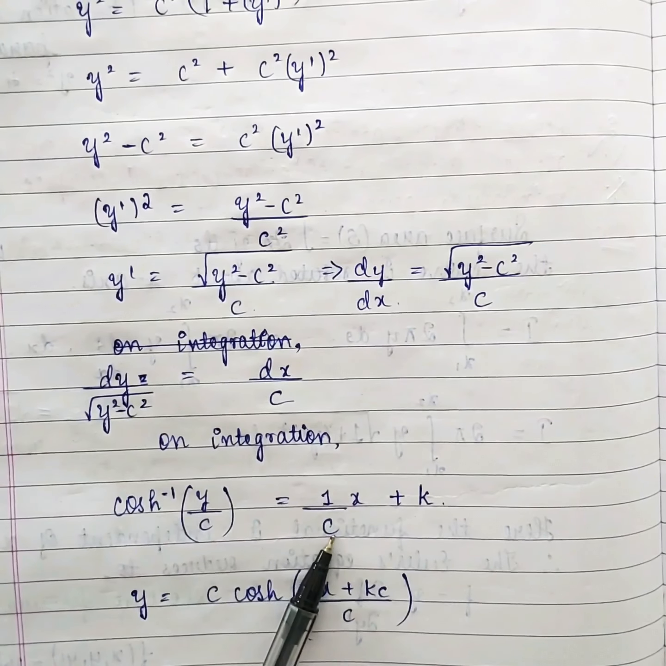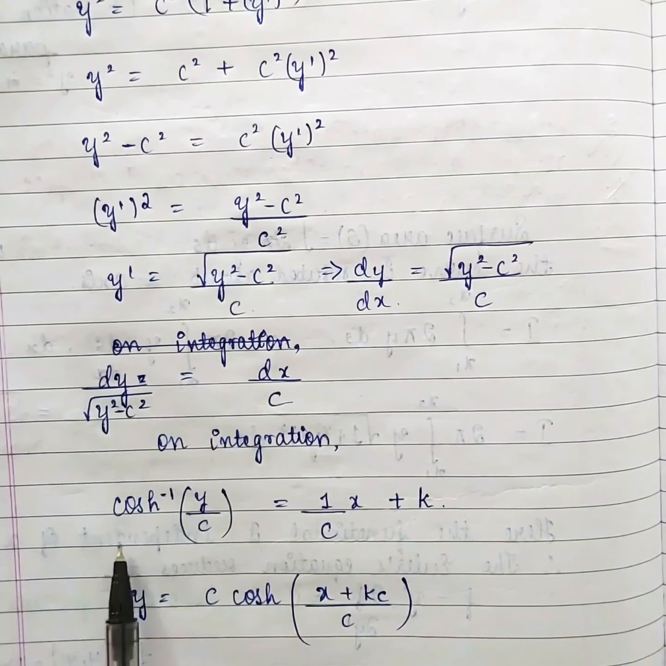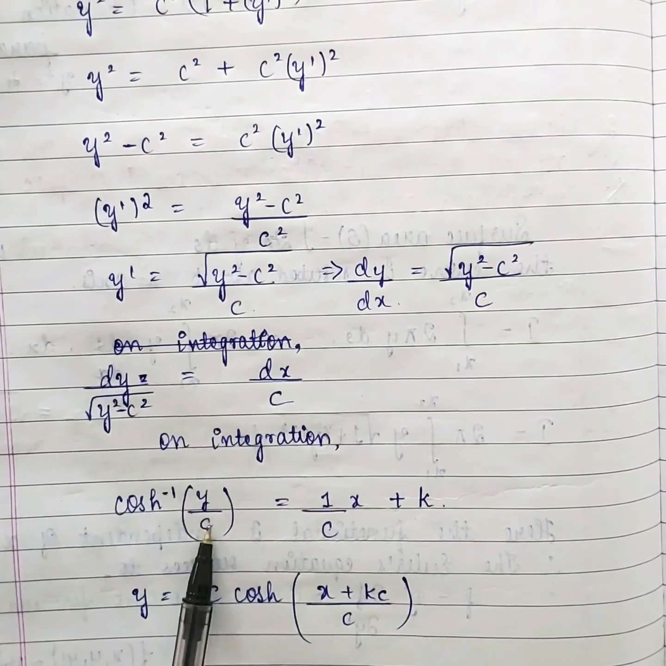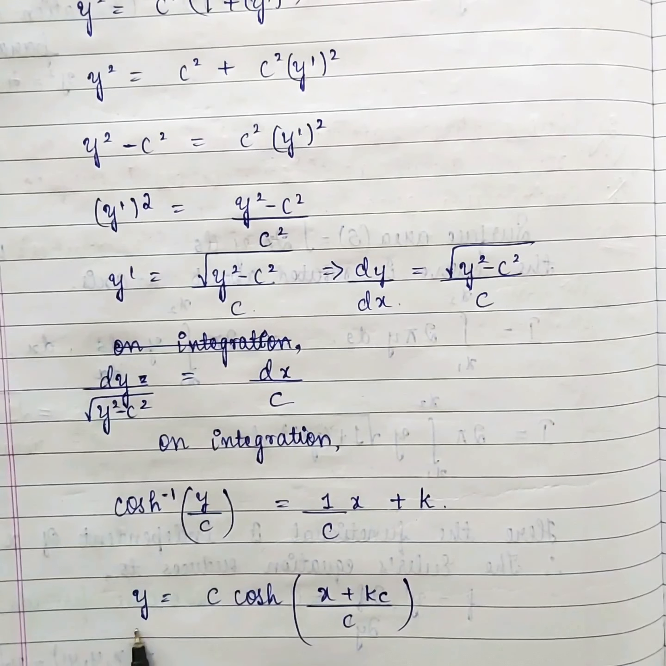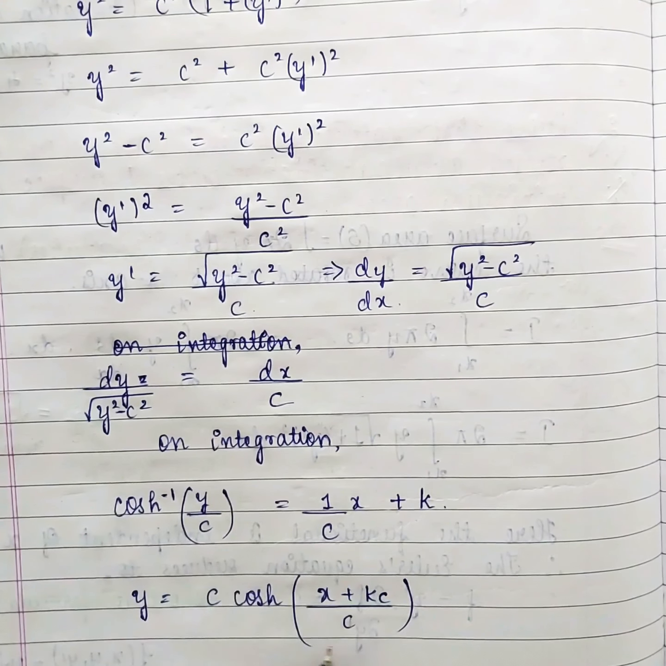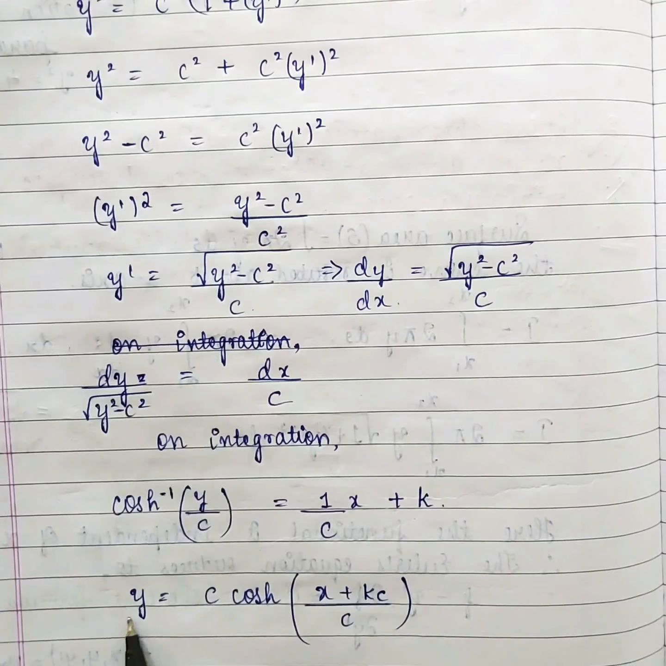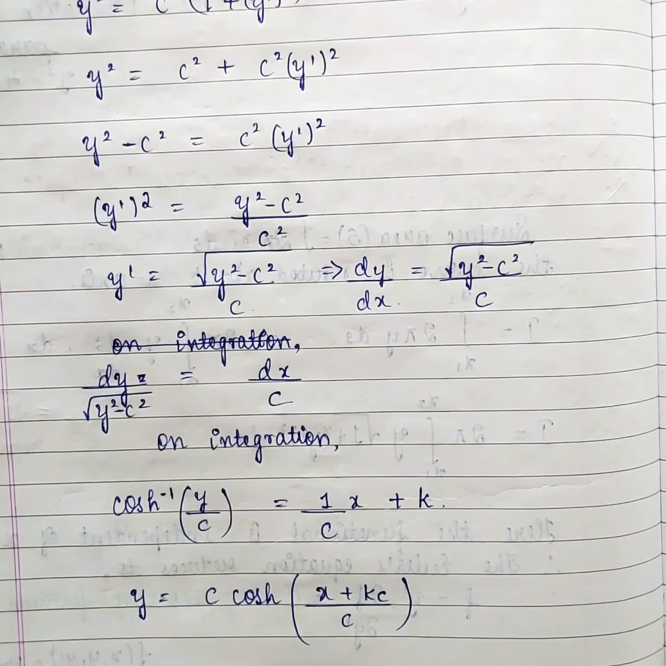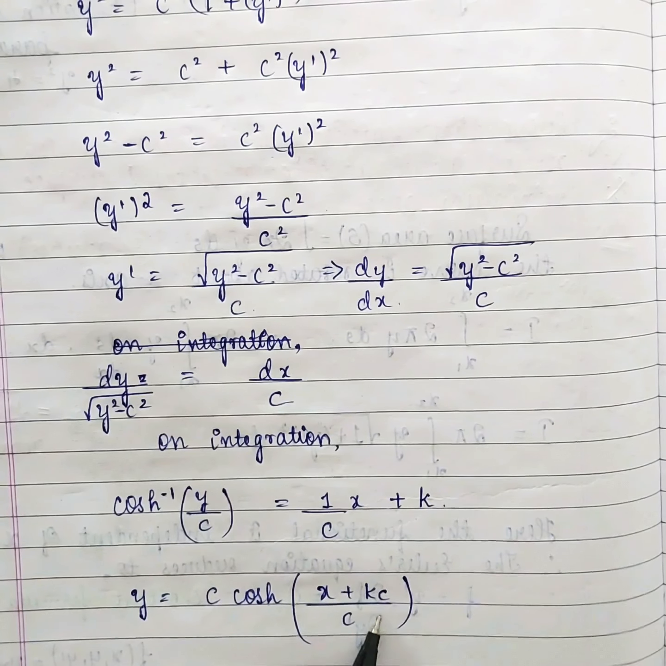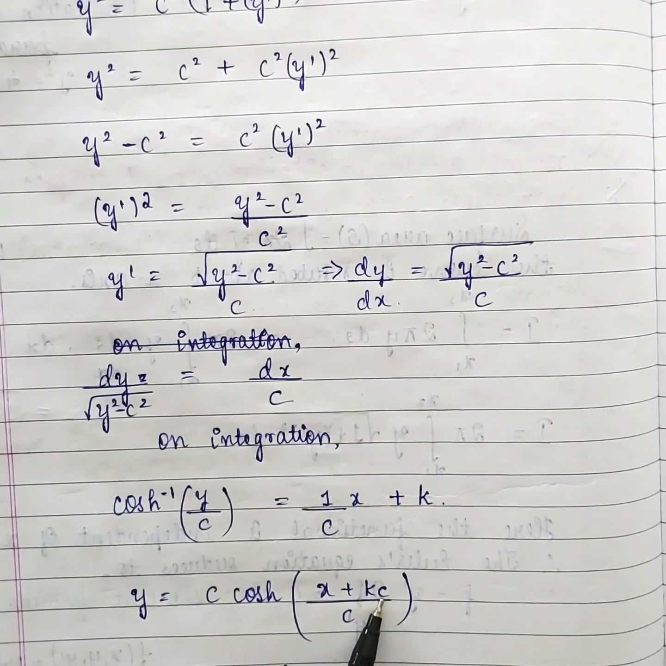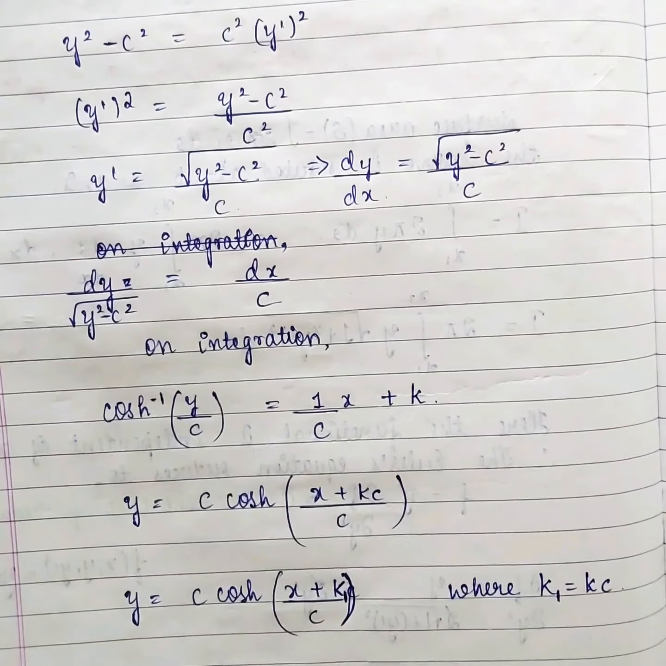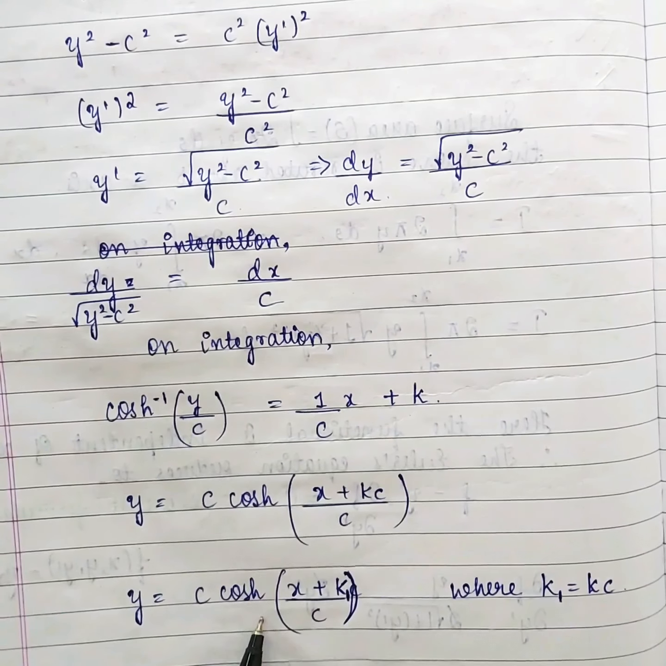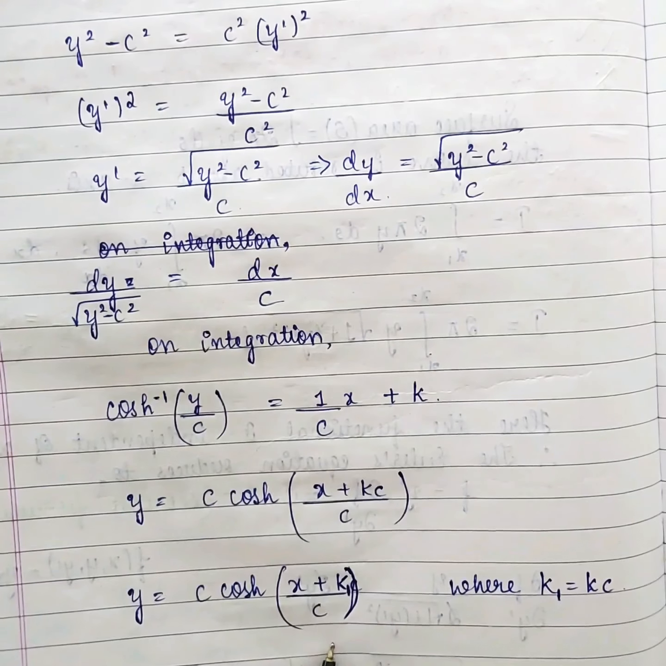1 by c is just a constant, and this is the formula for cosh inverse of y by c, direct formula. So we got this. Therefore y by c is equal to cosh of all these things. So y is equal to c into cosh of these values. K is also a constant, c is also a constant. Kc we will give a new name, say k1. So y is equal to c cosh of (x plus k1) by c.